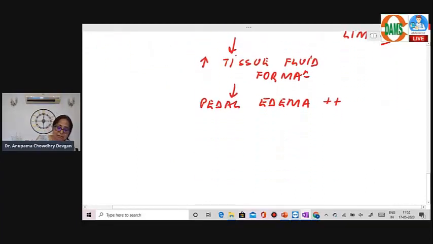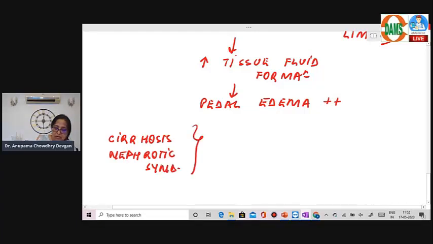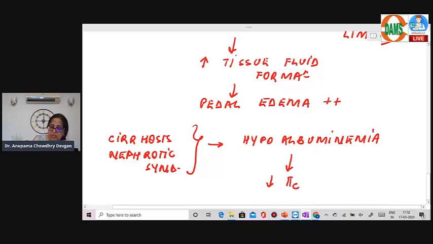Now, this is what happens in the case of right heart failure. Let's see what happens in a patient of liver cirrhosis or nephrotic syndrome. In liver cirrhosis or nephrotic syndrome, these are both conditions which will result in hypoalbuminemia. And hypoalbuminemia means what will happen to the colloid osmotic pressure? Colloid osmotic pressure will now decrease.